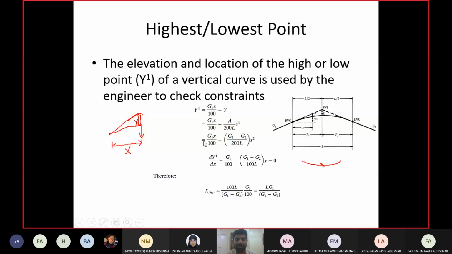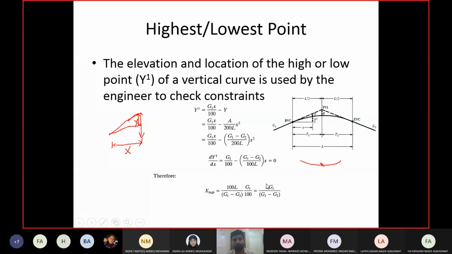So take the derivative dy1 upon dx. The derivative is equal to this one. You put it equal to 0 and find out the value of x. So the equation of x is this one. And then you simplify it, it becomes this one. The 100 is cancelled out. And the final equation for x is this one. What is x? The distance of the highest point or the lowest point from the beginning of the curve, BVC.